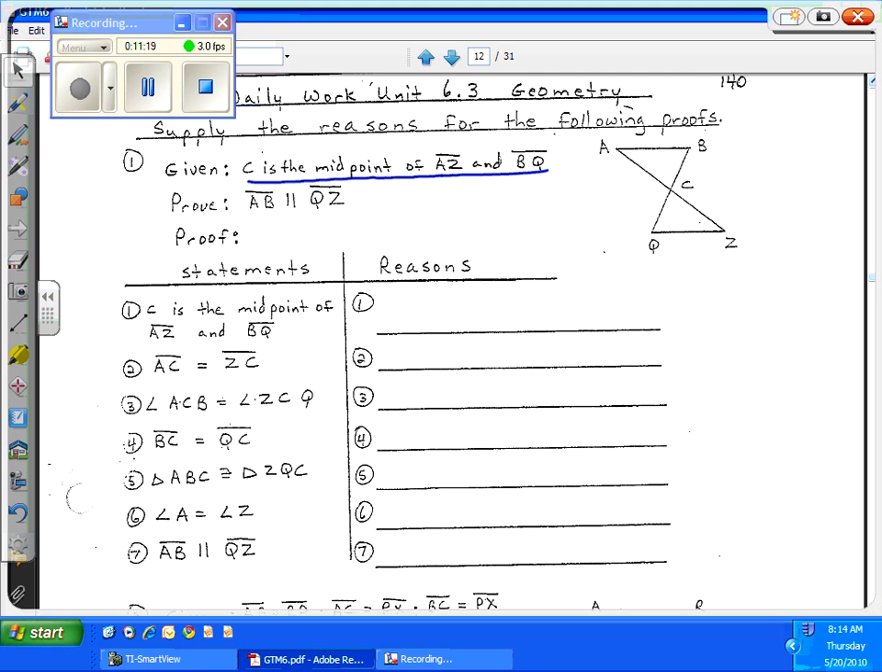C is the midpoint of AZ. Let's just look at that part. C is the midpoint of AZ. A midpoint is the point that divides a segment into two equal segments, but what we get out, which we're interested in, is the two equal segments. And so from that, we can conclude that AC is equal to ZC. We're trying to do corresponding parts in order. And the reason there would be definition of a midpoint.